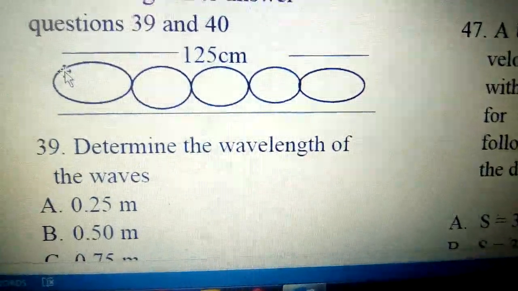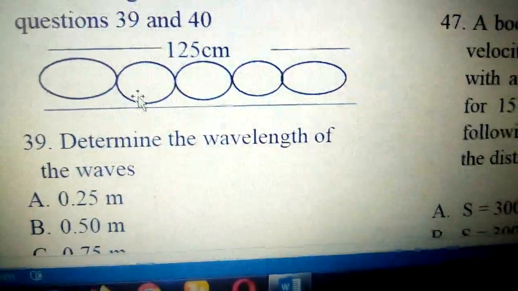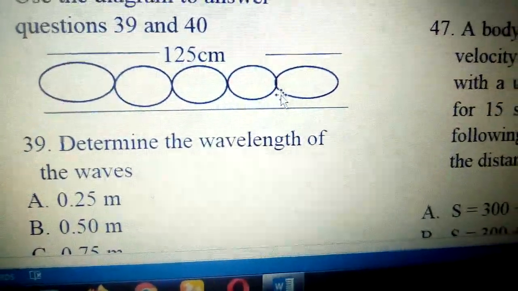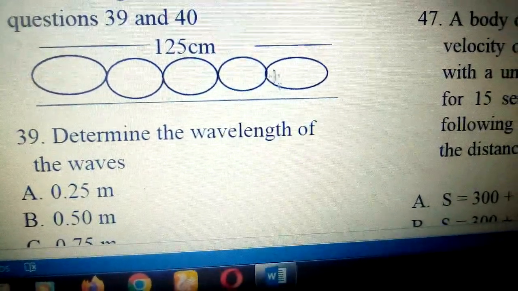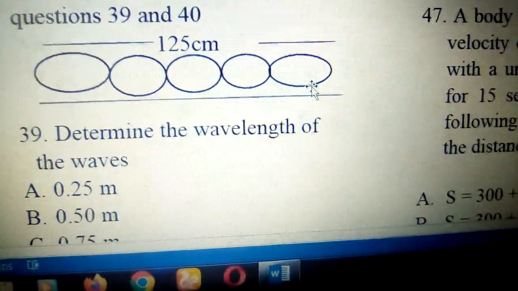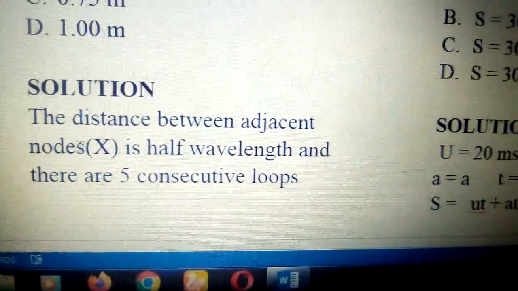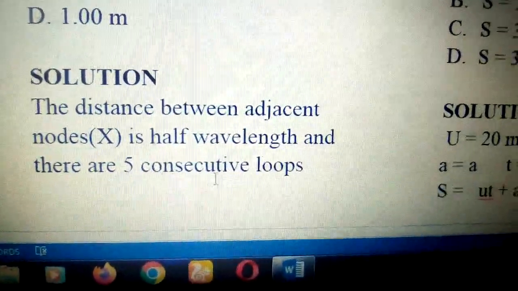I know that this is a stationary wave. At each end, what I would call a node, and that node, and that node, and that node, and that node. The distance between any two consecutive nodes is wavelength over 2. So let's go to the solution. The distance between adjacent nodes is half a wavelength, and there are 5 consecutive loops.